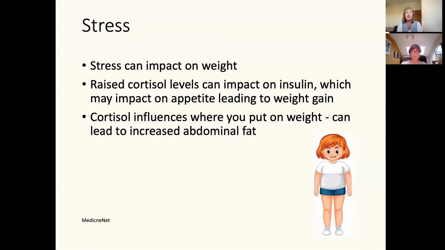Second thing just to mention is stress, and stress again can have an impact on weight. Stress raises cortisol levels, and that can impact upon insulin, and that may impact again upon appetite and on weight gain. So stress really doesn't help us at all when it comes to weight loss. And also the stress hormone cortisol tends to encourage weight gain where we don't want it, around the abdomen, which again is associated with metabolic health problems. So the more we can manage our stress, the better in terms of metabolic health.